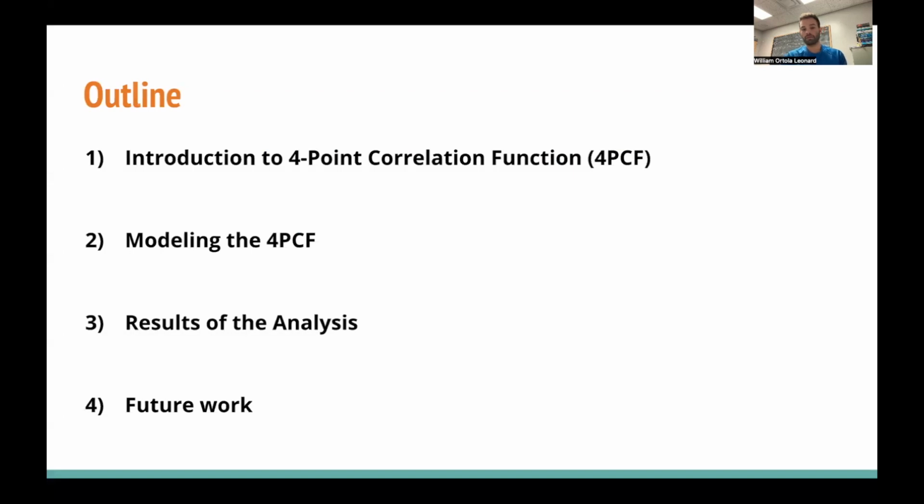So let me start at the very beginning by introducing you to the 4-point correlation function. Then I will follow by showing you how we model the 4-point correlation function, then the results of our analysis. And then in part 4, I will try to show you what we plan to do with this model and how this is going to be important for the parity-odd sector.